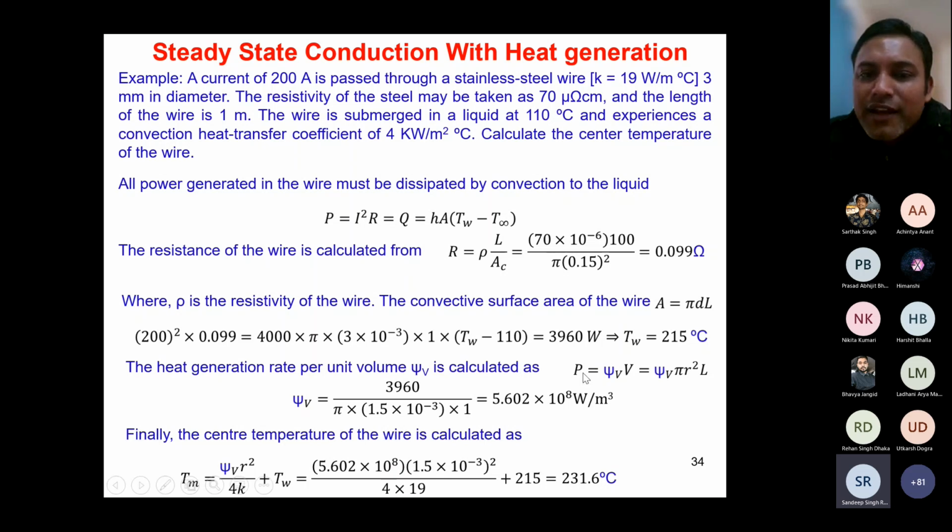So the total heat, this 3960 watt, is the total heat generated. This total heat generated is primarily from the generation term, so that is given as volume into generation term, isn't it? So volume into psi V is going to be 3960. The volume of the wire will be pi r square L. We can back calculate the psi V. Psi V comes out to be 5.602 into 10 raised to power 8 watt per meter cube. Do you all agree?